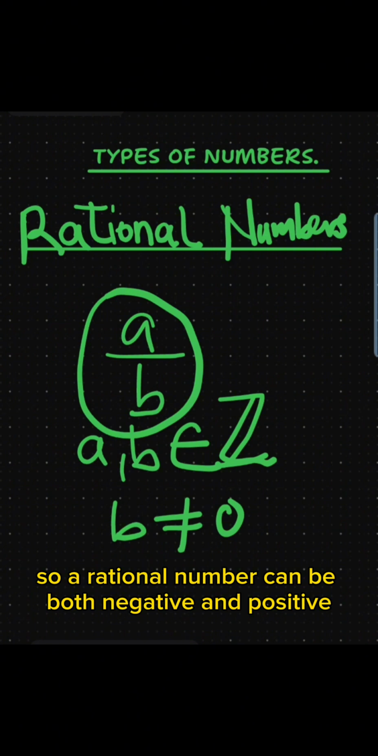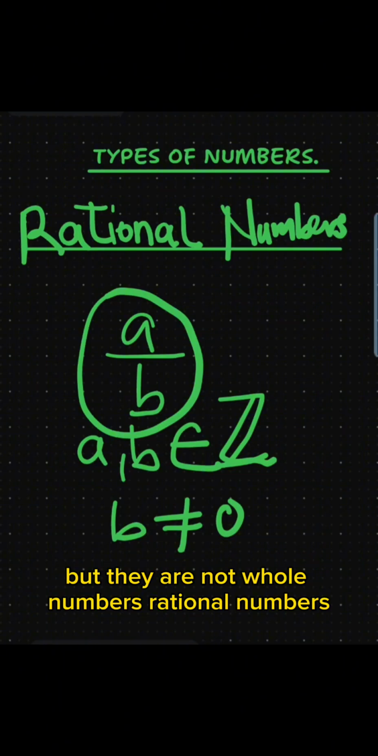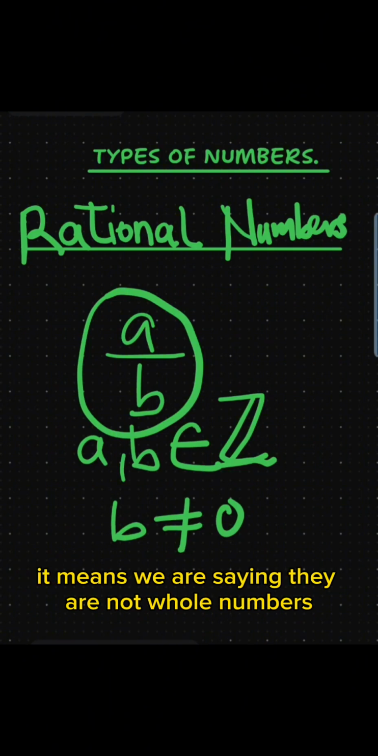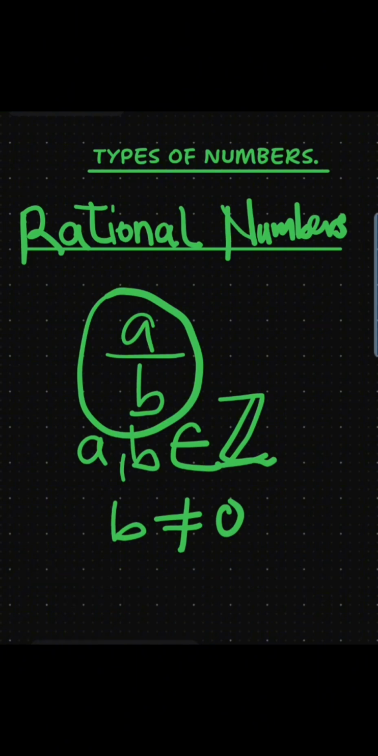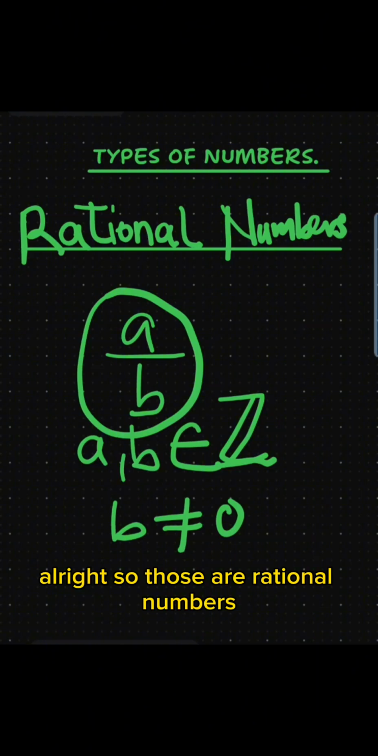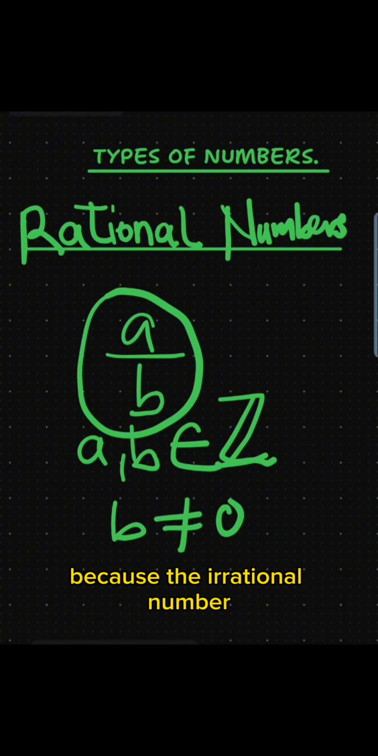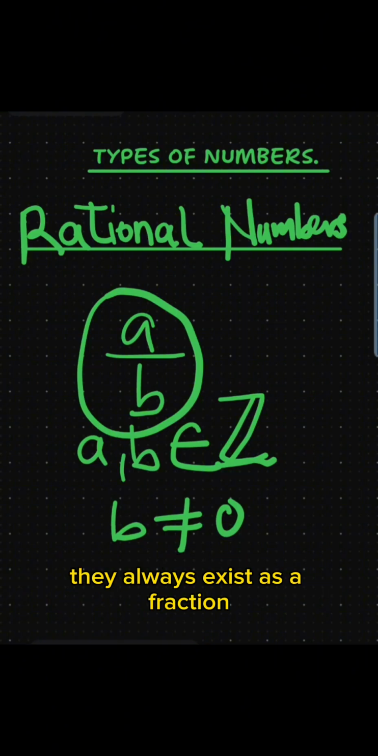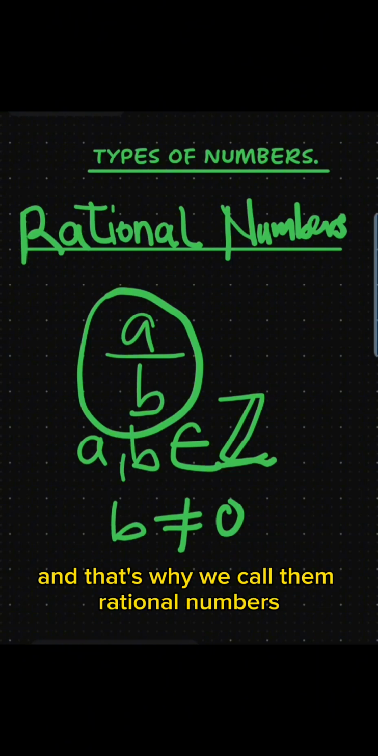So a rational number can be both negative and positive, but they are not whole numbers. Rational numbers, this is a big but, are not complete numbers. When we say they are not complete numbers, we mean they are not whole numbers. They can be fractions or decimals. What makes them this way is that a rational number must be expressed in the form a on b. They always exist in this form as a fraction, and that's why we call them rational numbers.